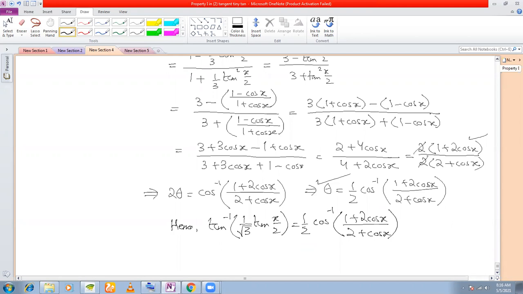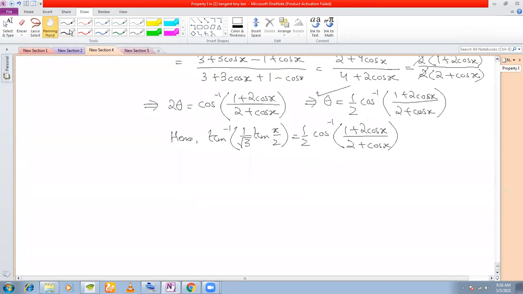The next problem here is: prove that cot of pi by 4 minus 2 cot inverse 3 is equal to 7. Okay.